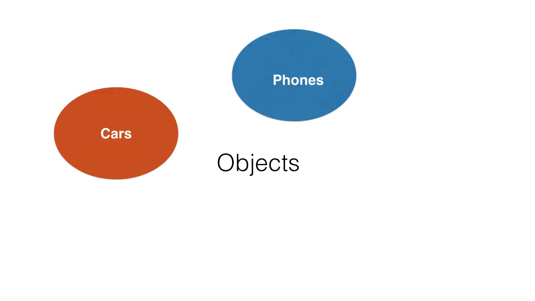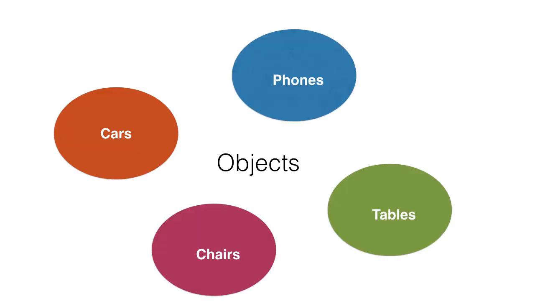In the real world, we think in terms of objects. Real objects like cars, phones, tables, chairs, etc. Each object solves a problem. Cars help with transportation. We sit on chairs, place things on tables, etc. In object-oriented programming, we similarly think in terms of objects and solve problems using objects. So what is an object?